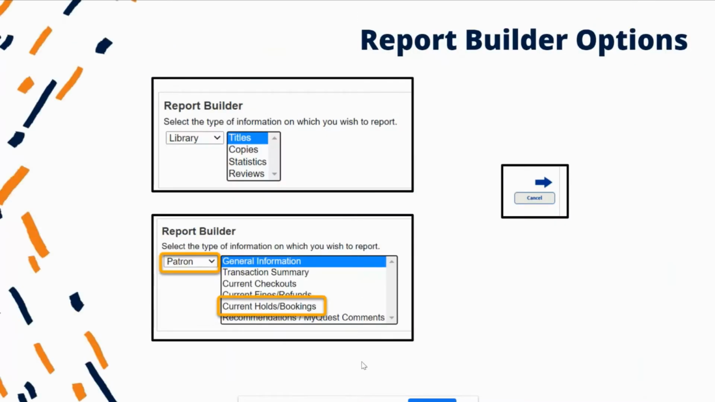When this Report Builder screen comes up, you're going to drop down this library choice and instead select Patron because you're trying to generate a list of patrons and their current holds and bookings. So when you select Patron, a new menu of choices will drop down in this box. Then go all the way to the right and select the next arrow.